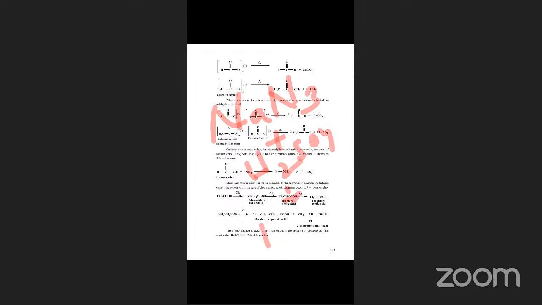So carboxylic acids react with hydrazoic acid to give a primary amine. This reaction is known as Schmidt reaction. So how is the hydrazoic acid prepared? Sodium azide, NaN3, with H2SO4 gives HN3 or N3H, both are the same. This is hydrazoic acid.